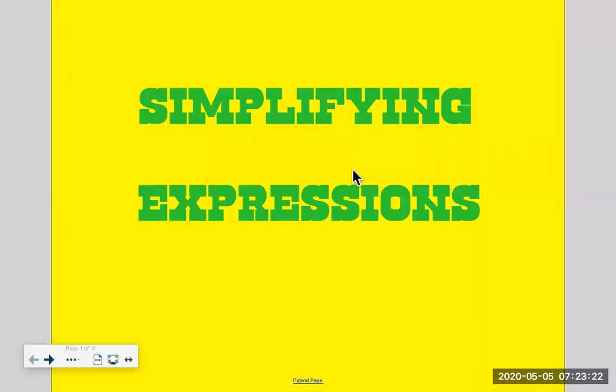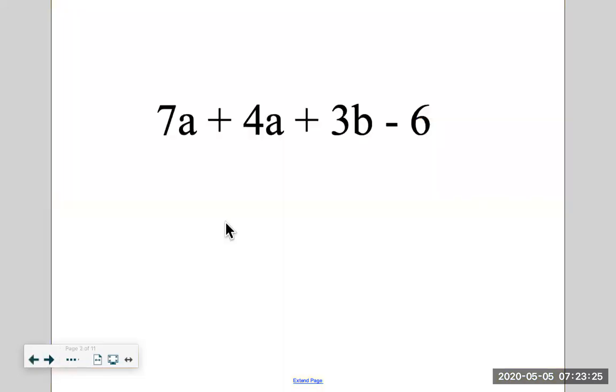So today I want to talk to you about simplifying expressions. If you recall from our conversation yesterday, this is an example of an algebraic expression. And what makes it algebraic is that it has variables. A is a variable and B is a variable. And it has operations, addition and subtraction. It also has multiplication. 7a means 7 times a, 4a means 4 times a, and 3b means 3 times b. So it has numbers, variables, and operations, which is what makes it an algebraic expression.